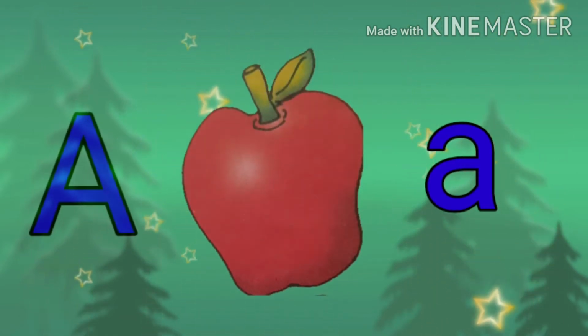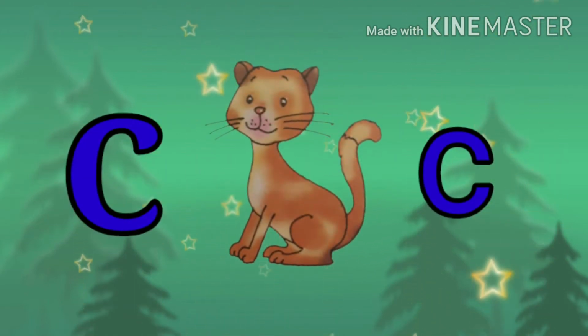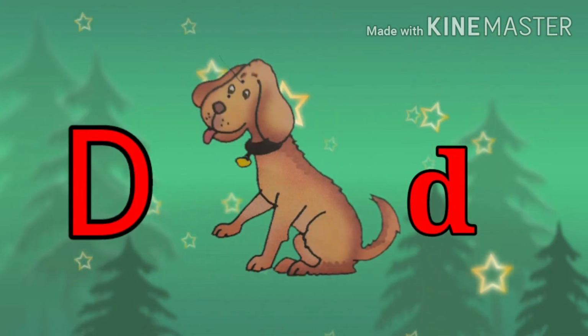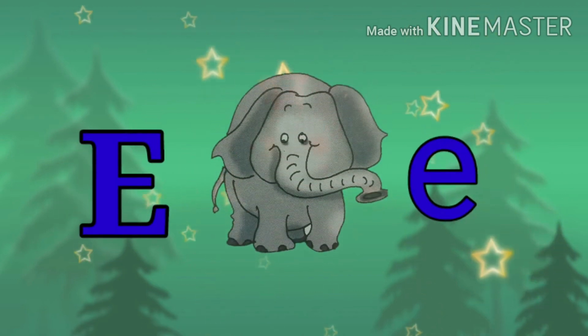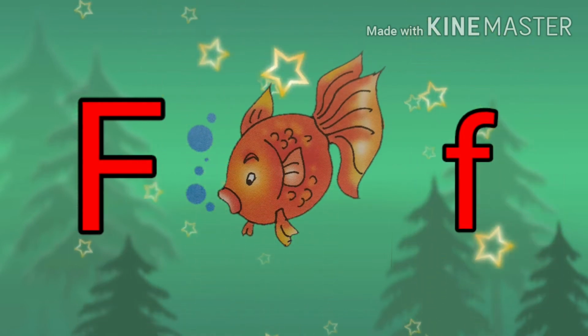The first letter is A. A for apple. B for ball. C for cat. D for dog. E for elephant. F for fish.